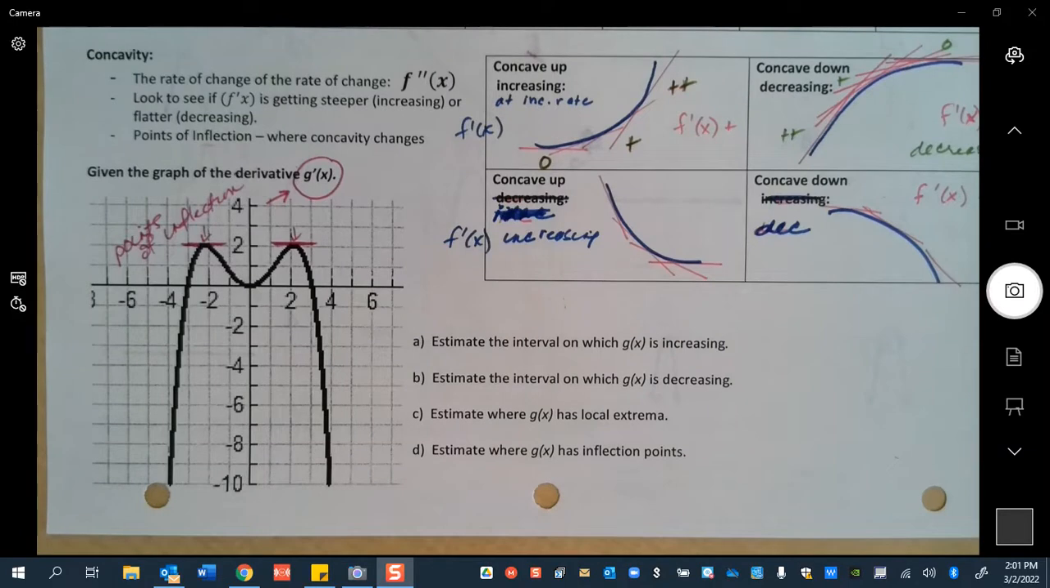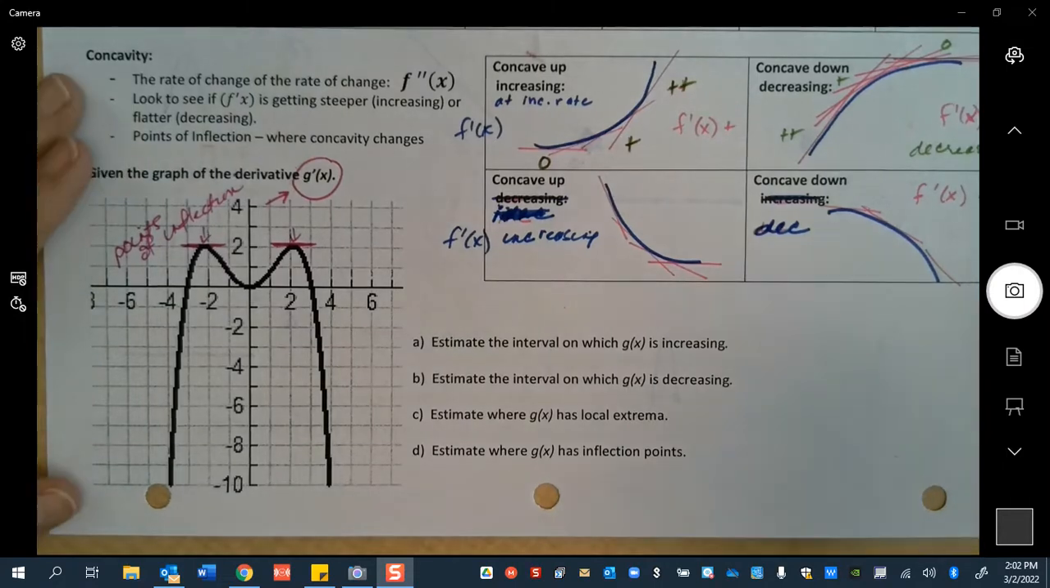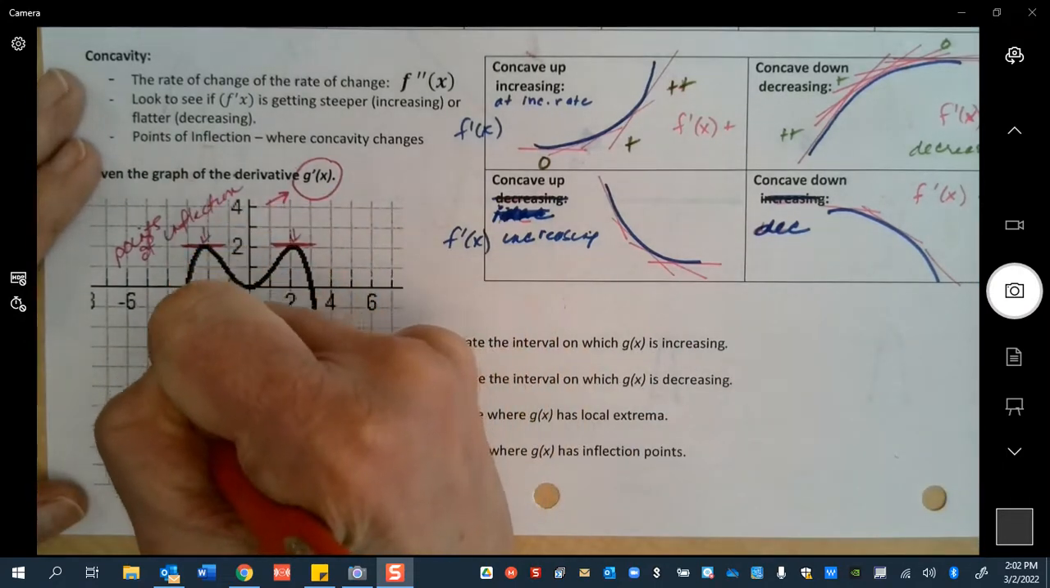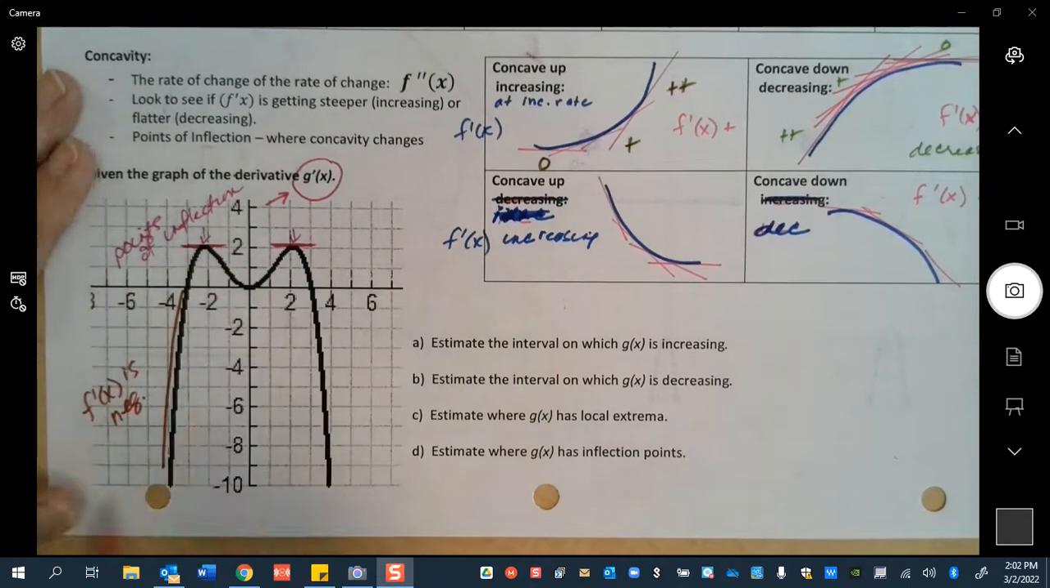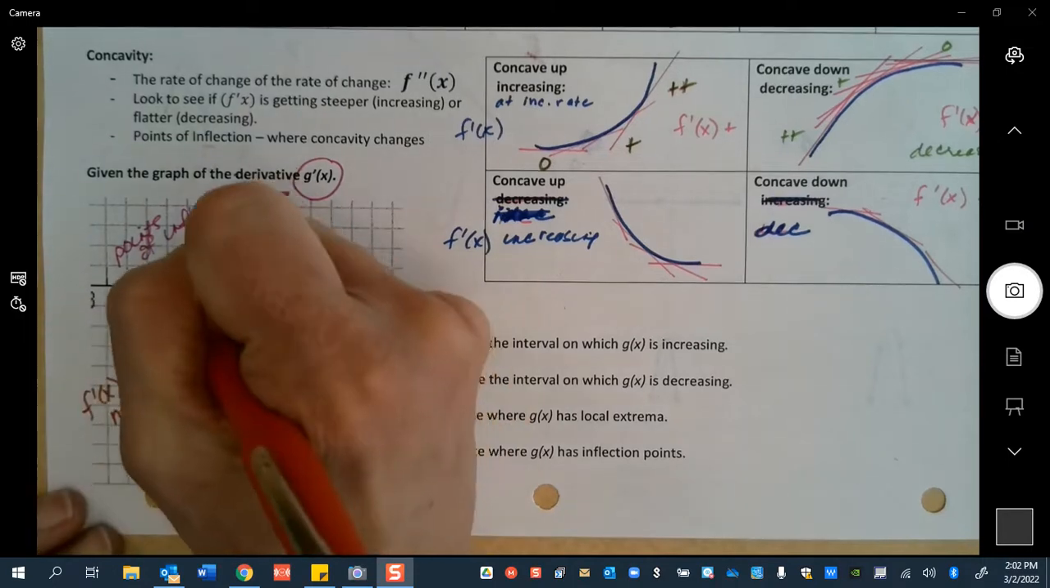Where my derivative of my derivative, where my second derivative equals 0, that's where my concavity changes. So I'm not looking at the graph of the original function, I'm looking at the graph of its derivative. So here, my derivative value is negative. It's very negative, and it's getting less negative. Here my derivative value is equal to 0.